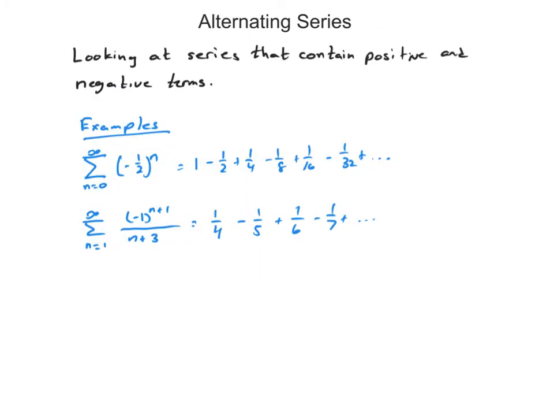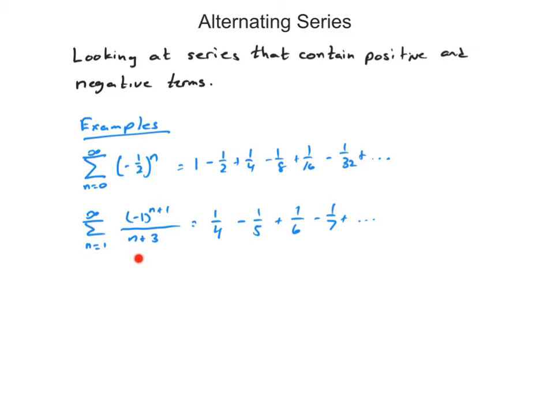Now let's look at what is meant by an alternating series. In the previous sections, everything we've dealt with has been positive. All the terms were positive. With an alternating series, the series is going to alternate between positive and negative terms. So examples of these would be negative 1/2 to the n, which would be 1 minus 1/2 plus 1/4 minus 1/8 plus 1/16 minus 1 over 32.